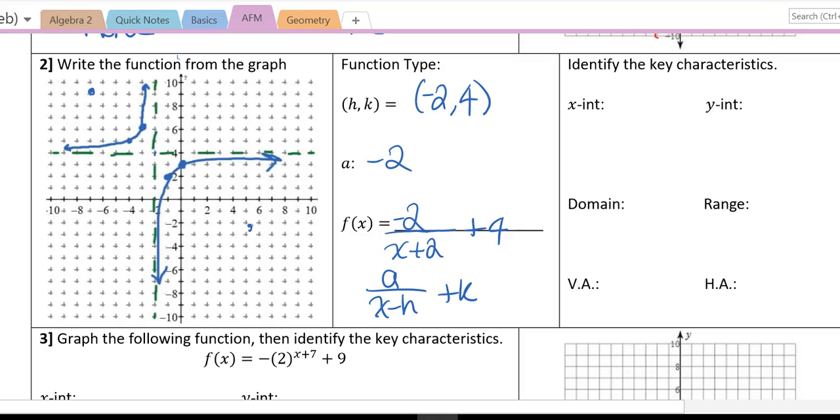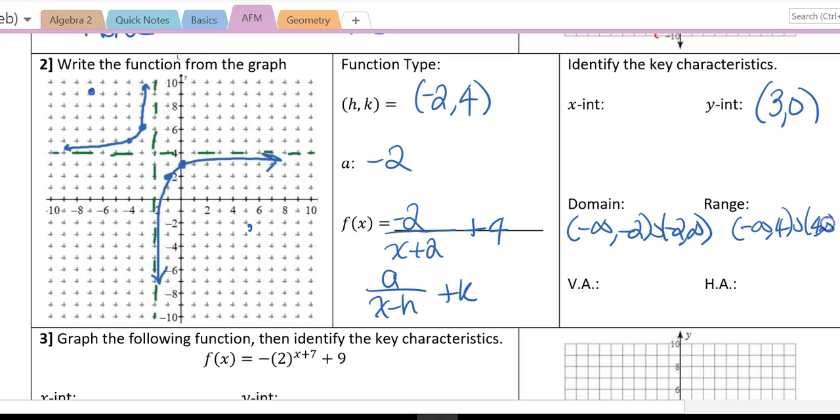X-intercept, we'll come back to that in a minute. Y-intercept is easy to read. We can get that as 0, 3. Domain, all real numbers except -2. Range is all real numbers except 4. Ooh, squeeze it in there. Vertical asymptote is x equals -2. Horizontal asymptote is y equals 4.